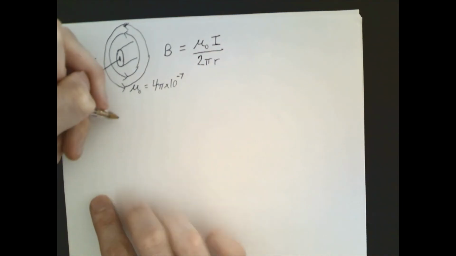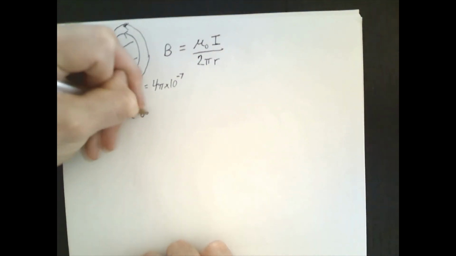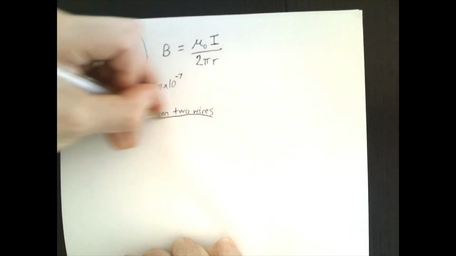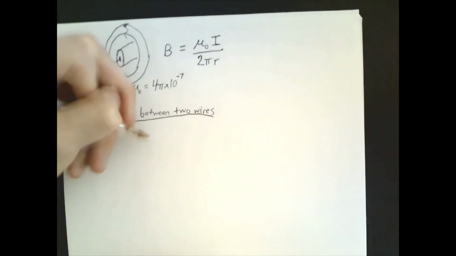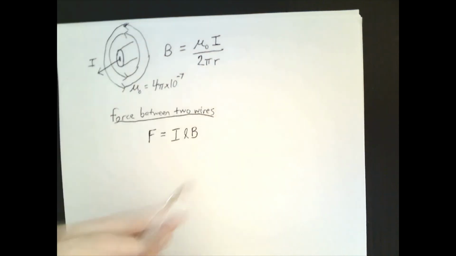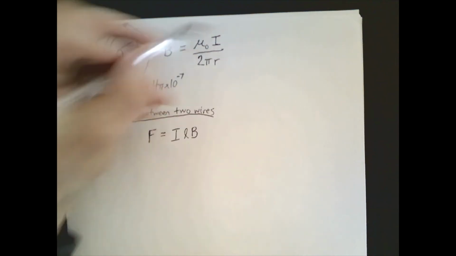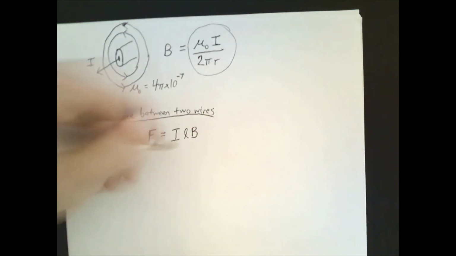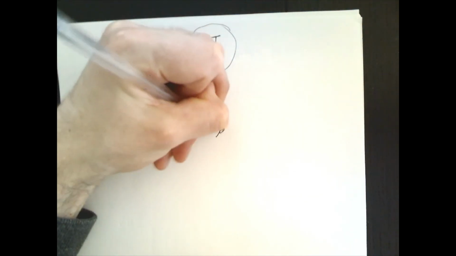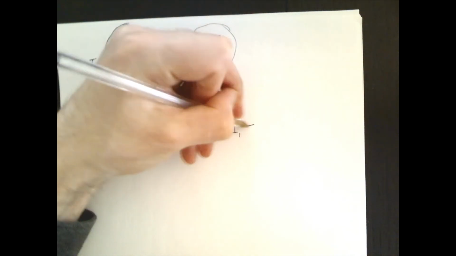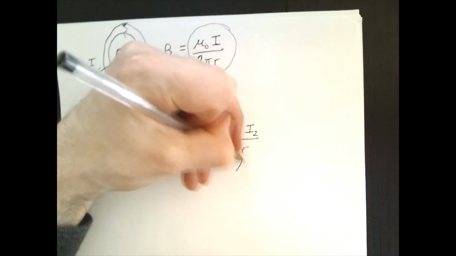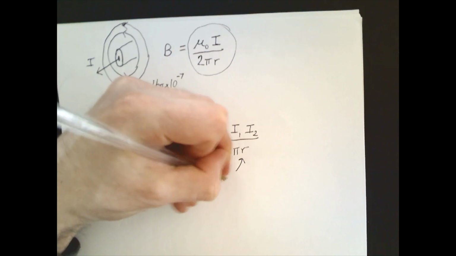If I want to find the force between two wires, well, I've got to apply my force on a wire, which is ILB, but now I'm going to replace this magnetic field with the field from the other wire. So this is wire 1. This is going to be for wire 2. So I'm going to make that substitution: mu I1 I2 over 2 pi r, where now r literally represents the distance between the two wires.